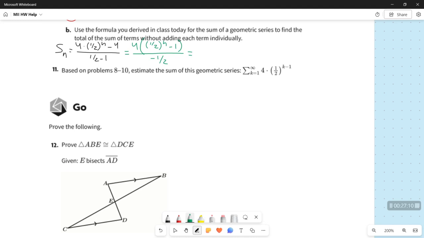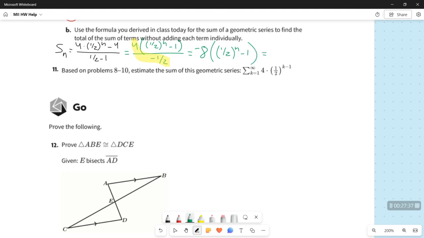What I can do now is I can actually do this division. I can do 4 divided by negative 1/2. If you don't know what that is, I would do that on the calculator, and I would just do 4 divided by parentheses negative parentheses 1 over 2. And what you'll end up getting is negative 8. And then everything inside the parentheses stays the same.